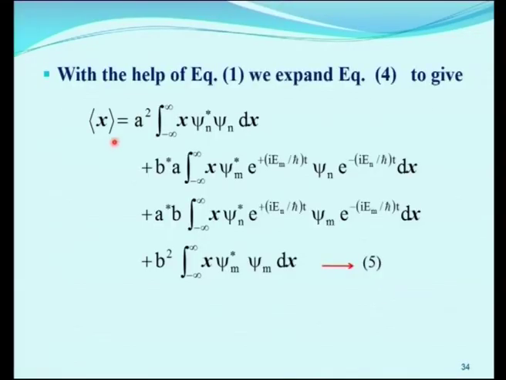So, the expectation value can be rewritten as: expectation of x is equal to a squared integral minus infinity to plus infinity x psi n star psi n dx, plus b star a integral minus infinity to plus infinity x psi m star e power plus i Em by h cross into t, psi n e power minus i En by h cross into t dx, plus a star b into integral minus infinity to plus infinity x psi n star e power plus i En by h cross t, then psi m into e power minus i Em by h cross t dx, plus b squared integral minus infinity to plus infinity x psi m star psi m dx. This is equation number 5.